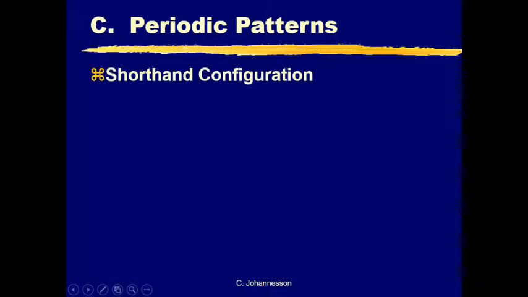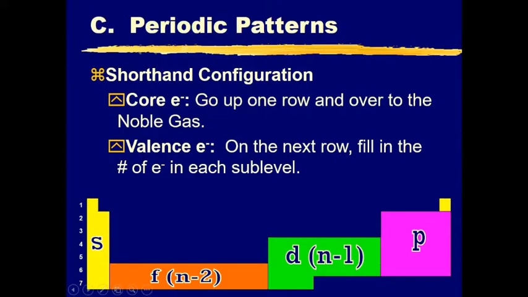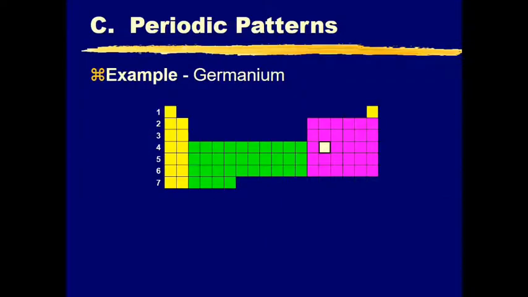Again, shorthand configuration, also called noble gas notation. Your core electrons, we do go up 1 row before we move over. I showed you that previously. And we'll look at an example with germanium here. For germanium, you go up and over to group 18. That element is argon, so you abbreviate argon.